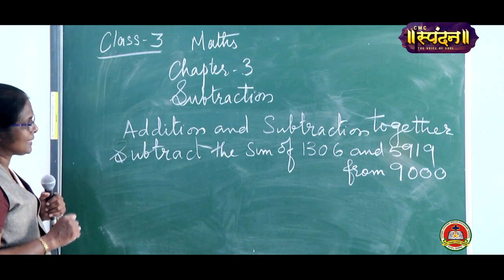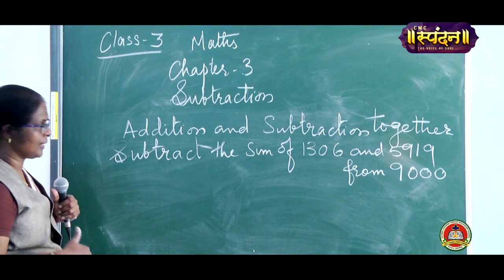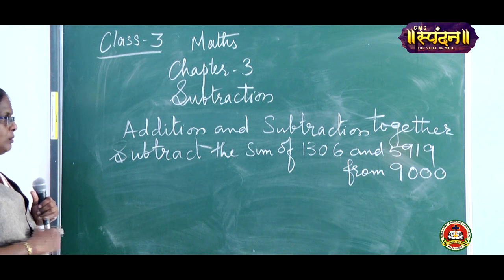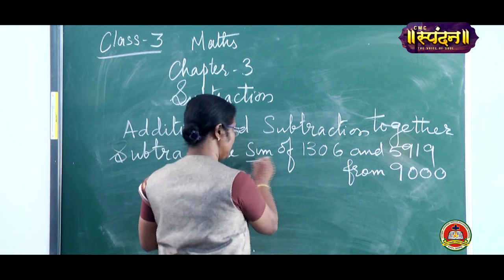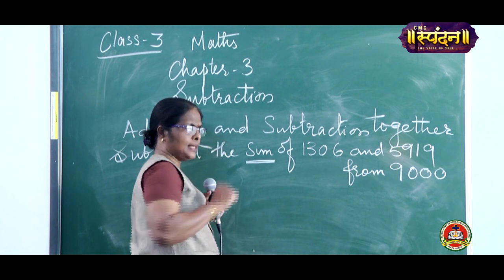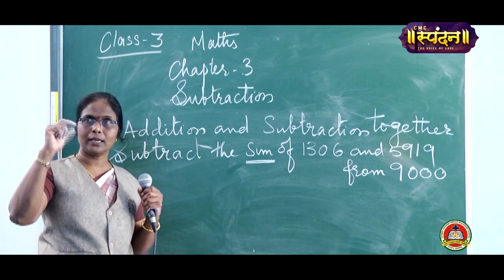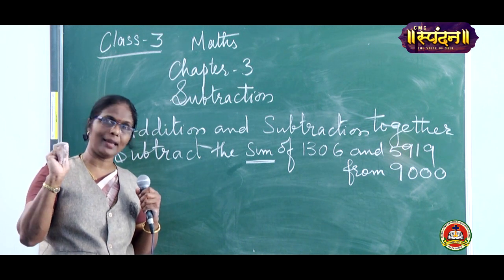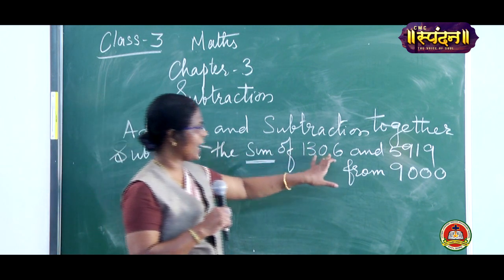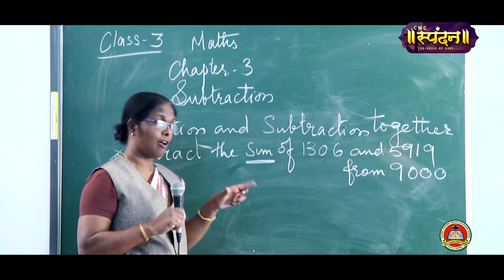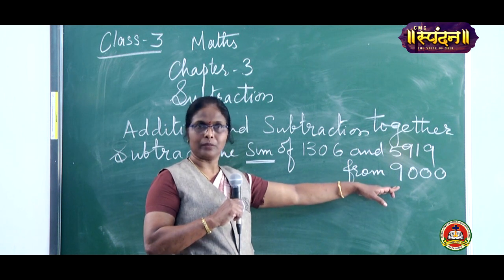Subtract the sum of 1306 and 5919 from 9,000. Sum means addition. You might have heard this word when you learned the addition chapter. The numbers which you are adding together are called addends, and the answer that you get after addition is called the sum. So you have to add these two numbers together, and then subtract that number from 9,000. Is that clear to you?